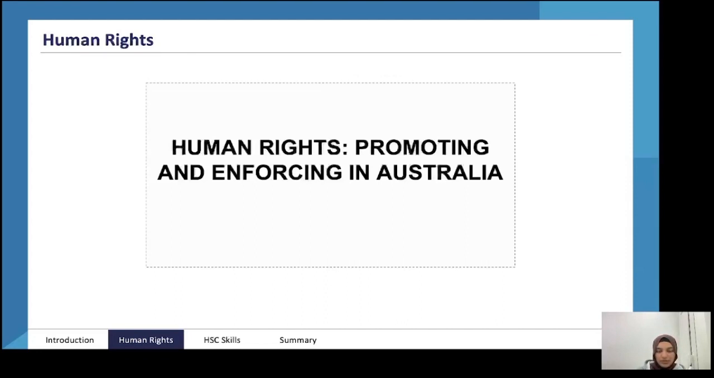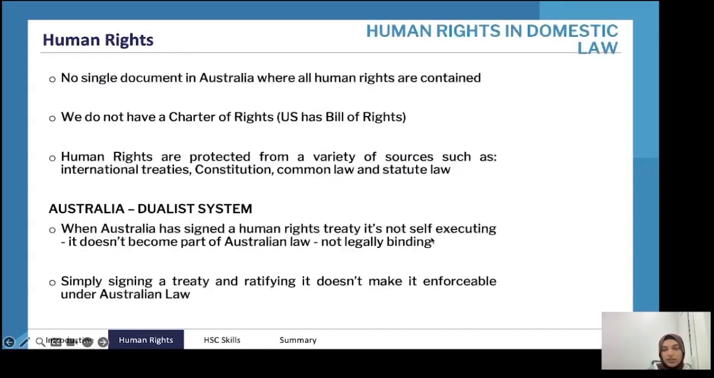Okay, moving on to human rights promoting and enforcing in Australia. So human rights in domestic law. There is no single document in Australia where all human rights are contained. We don't have one specific document like how the US has a Bill of Rights. We don't really have a Charter of Rights here. So human rights are protected from a variety of different sources. This can be international treaties or constitutions, common law or statute law.